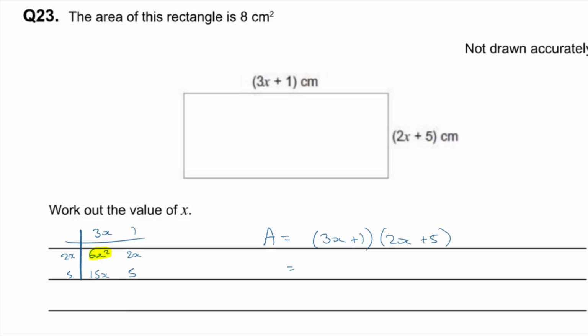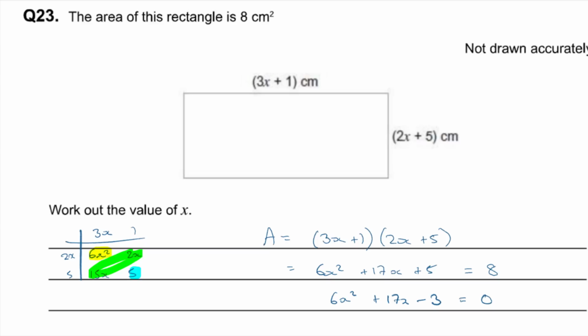Okay, so I've got a term in 6x squared. I've got two terms in x. I've got 15x and 2x. That makes 17x. And I've got a plus 5. And that is equal to 8, I'm told. Okay, so just taking 8 off both sides, I'm going to form an equation equal to 0 then, aren't I? So that's going to give me 6x squared plus 17x minus 3 is equal to 0.